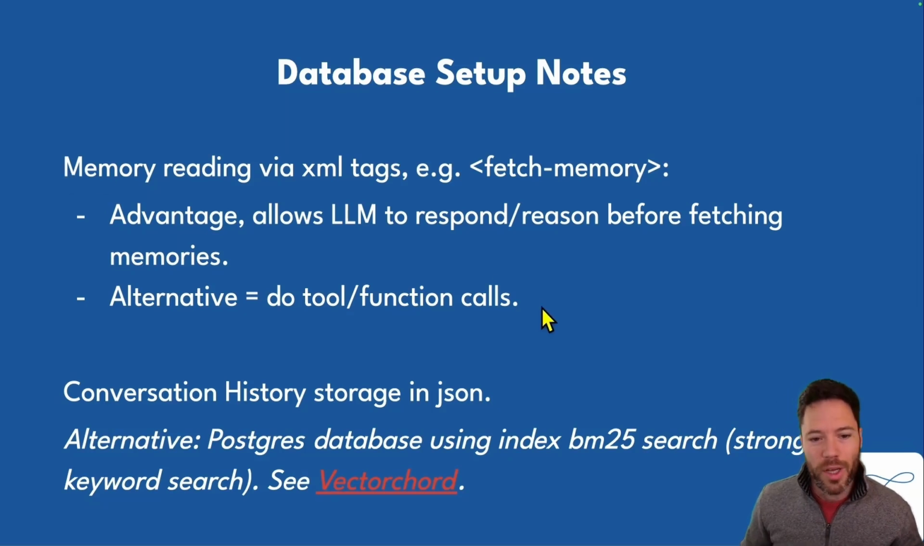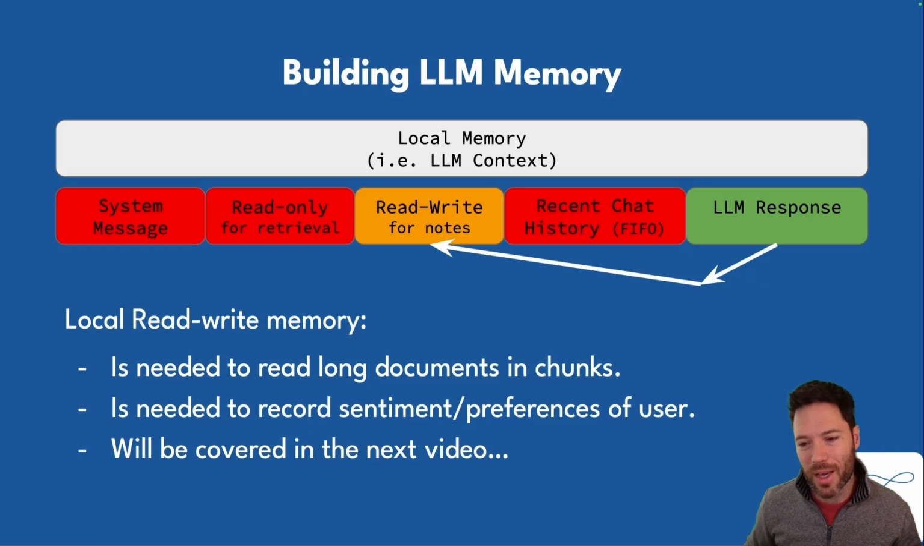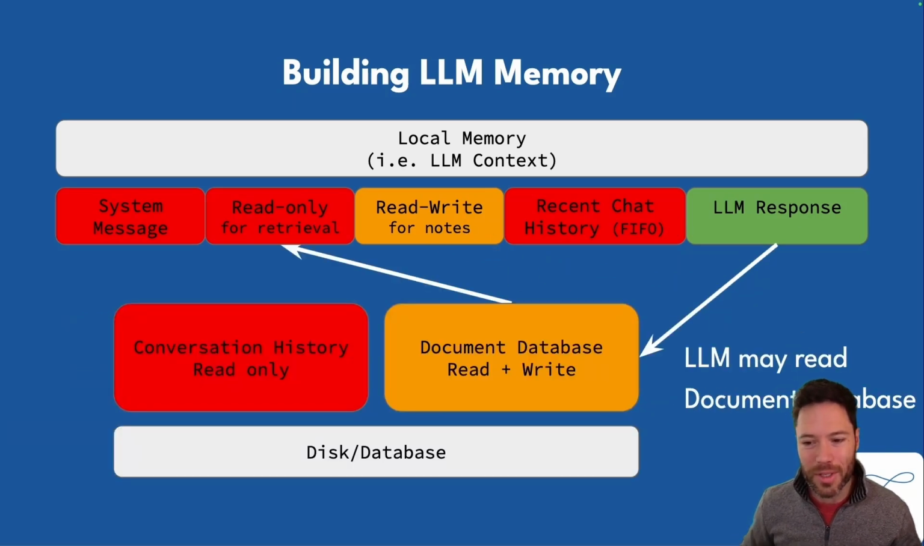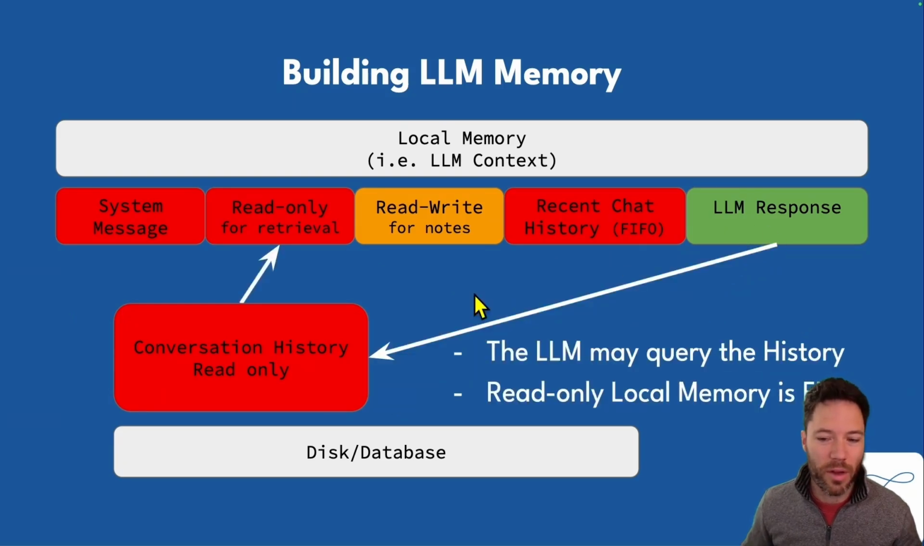Just one other comment here. I haven't answered the question of how does the LLM make queries. So I've just loosely said, well, the LLM is able to write here, or the LLM is able to retrieve from the document database or retrieve from the conversation history. And the question is how? How are you able to do that? And the answer is there are a few options.